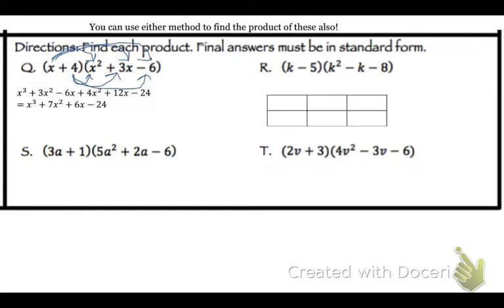Okay, I'm going to use the box on this one. So we have k squared minus k minus 8 on top, k minus 5 on the side. K times k squared is k cubed. K times negative k is negative k squared. Negative 8 times k is negative 8k. K squared times negative 5 is negative 5k squared. Negative k times negative 5 is 5k. Negative 8 times negative 5 is 40. And that ends up being k cubed minus 6k squared minus 3k plus 40.